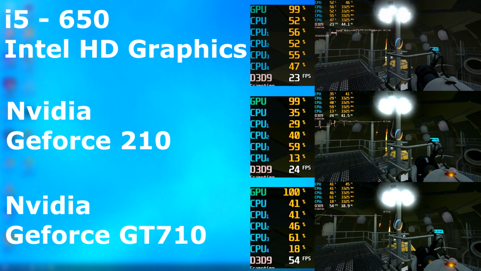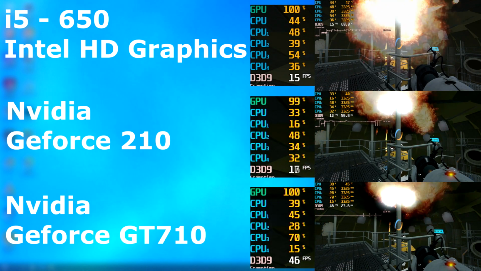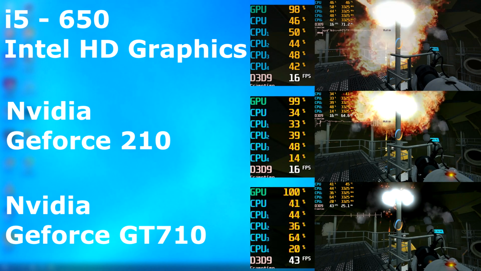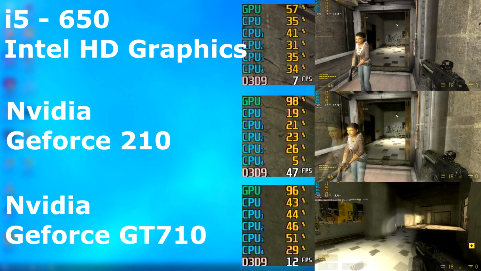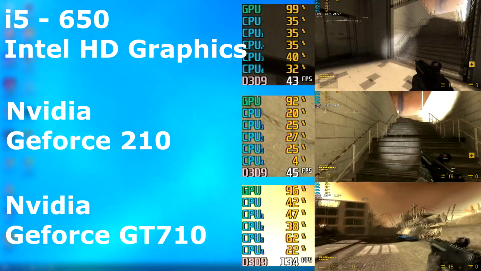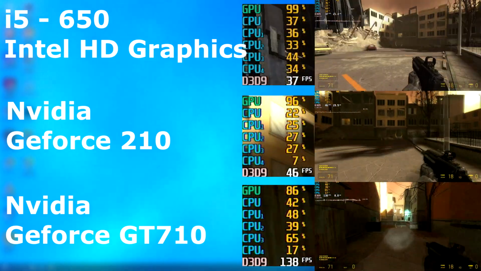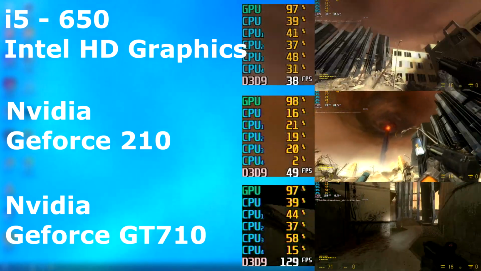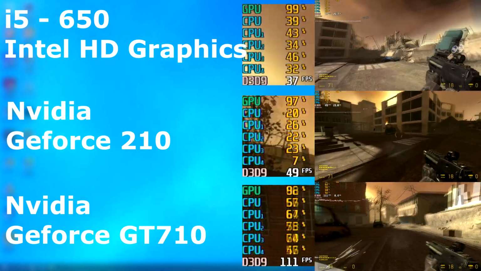In Portal 2, once again, the 710 averaged about double that of the 210. Again, all were playable, but the 710 had a far higher average frame rate. In Half-Life 2 Episode 1, I ran the same time demo on all, and, well, yeah, the 710's frame rate was well over double and was actually nearly triple the performance of the 210. I'll let this play out, but the 710 finished far before either of the other two.